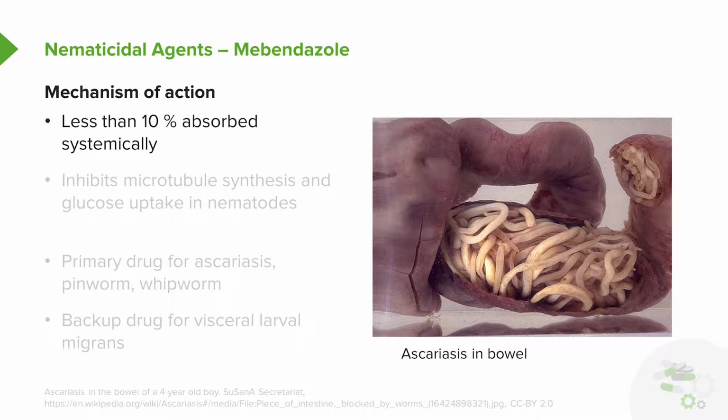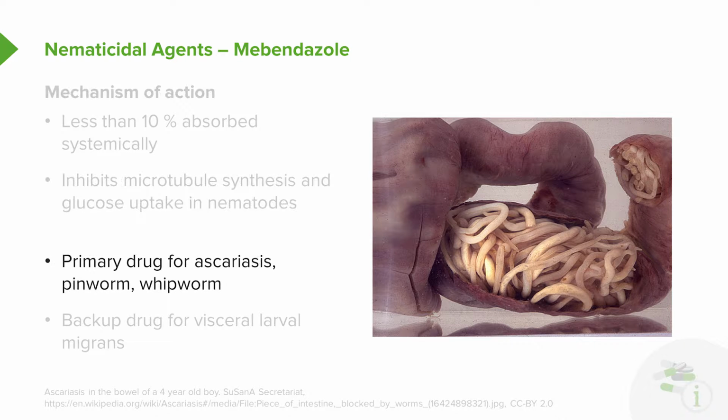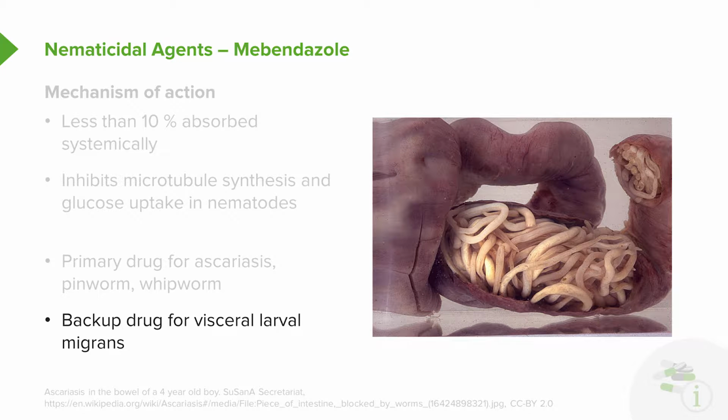Now, this disgusting picture is an infection of ascariasis. This was removed from a 4-year-old child who ended up having a bowel obstruction, and they couldn't figure out why, and they find out that his bowel was full of these worms. So mebendazole is the treatment for this. It's absorbed minimally, so less than 10% of this agent is going to be absorbed from the bowel. It inhibits microtubule synthesis, and it also inhibits the glucose uptake in these nematodes, so they die very quickly. It is the primary drug for ascariasis, pinworm, and whipworm, and it is the backup drug for visceral or tissue larva migrans.